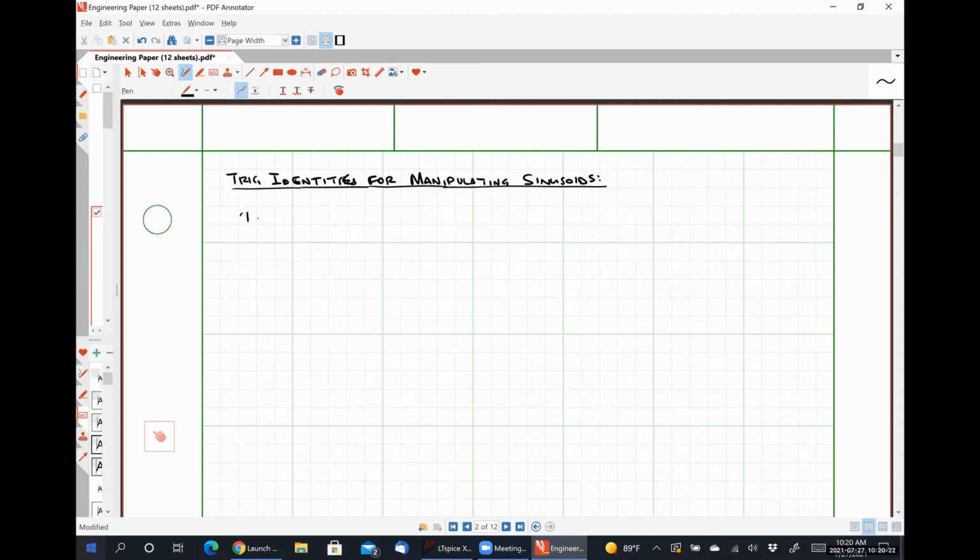So the first identity is that cosine of omega t is equal to the sine of omega t plus 90 degrees. So I'm going to attempt to draw another sinusoidal thing here. Let's say that this is v of t, this is t, and I'm going to start with cosine of 0 degrees.